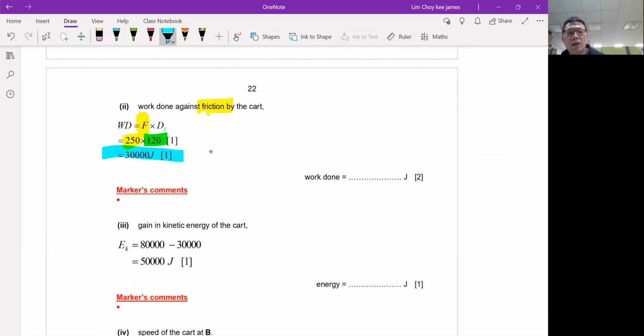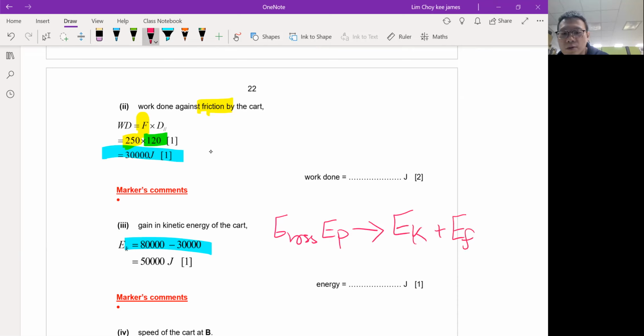So your energy of 80,000 actually includes some that will be used up by friction. The rest will be used for kinetic energy, which is why I have this formula, 80,000 minus 30,000. Because eventually, my loss in EP is converted to EK plus friction. So to find the gain in kinetic energy, it will be EP minus friction.